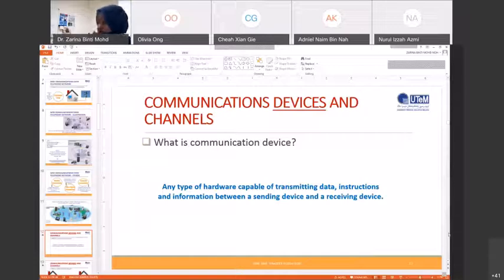Okay, so the first thing is we need to understand the meaning of communication device. A communication device is any type of hardware capable of transmitting data, instructions, and information between a sending device and a receiving device. So this is the meaning of communication device.